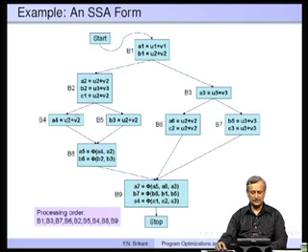Now, whatever is defined in B1 can be used in B2, and whatever is defined in B1 and B2 can be used in B4, the reason being B1 and B2 dominate B4. Similarly, whatever is defined in B1 and B2 can be used in B5. And finally, what about B8? B1 of course dominates B8. So, whatever is here can be used here. B2 dominates B8. So, whatever is here can be used here, but neither B4 nor B5 dominate B8.